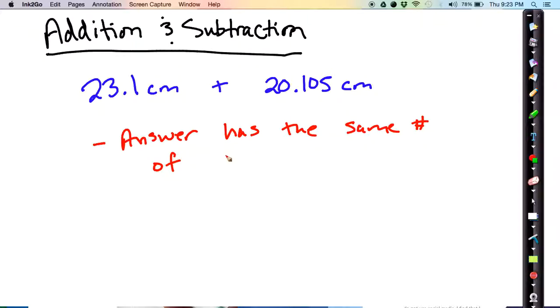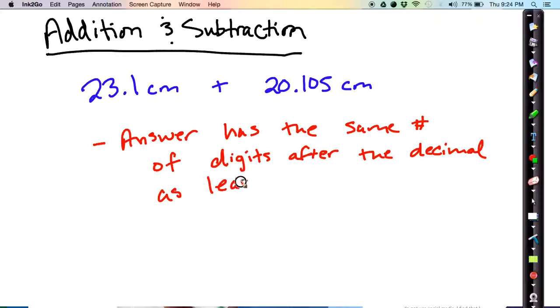of digits after the decimal place as the original measurement that is least precise. So that is to say, the original value that has the fewest digits after the decimal place.